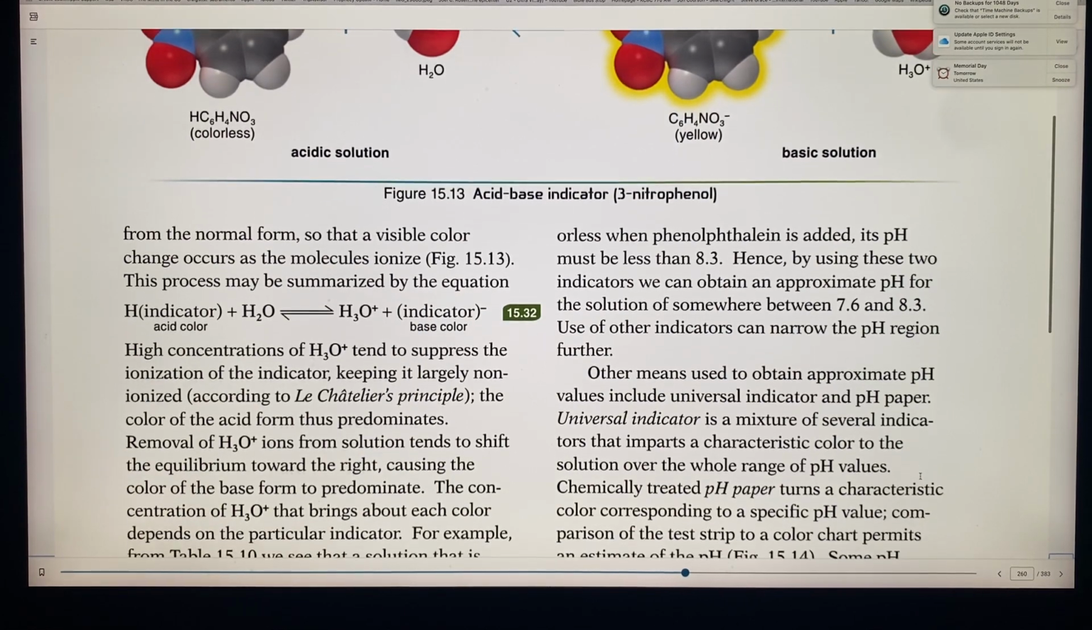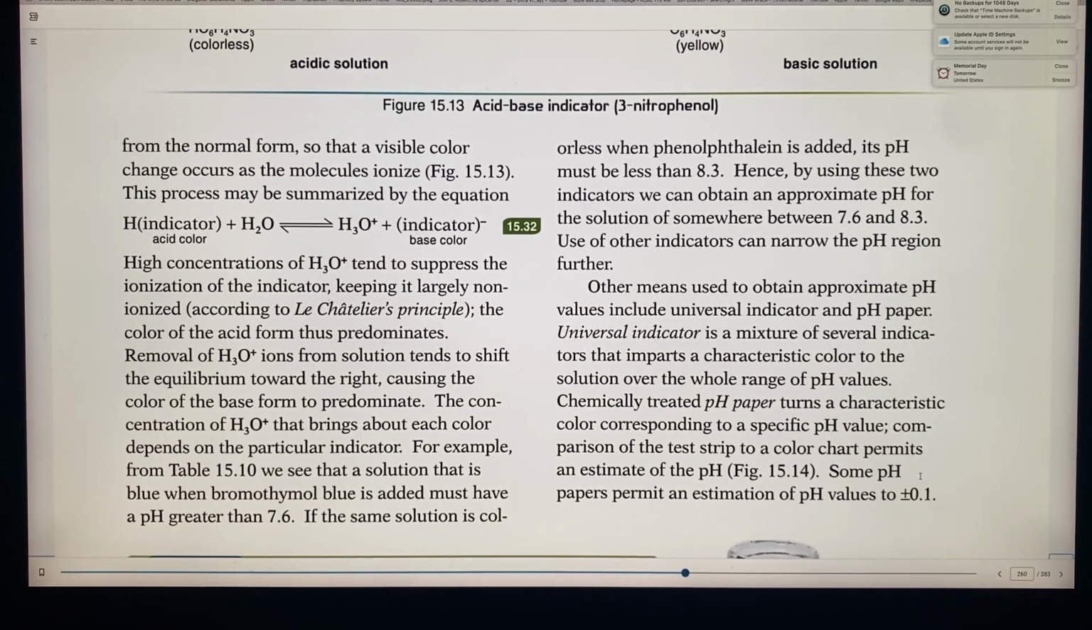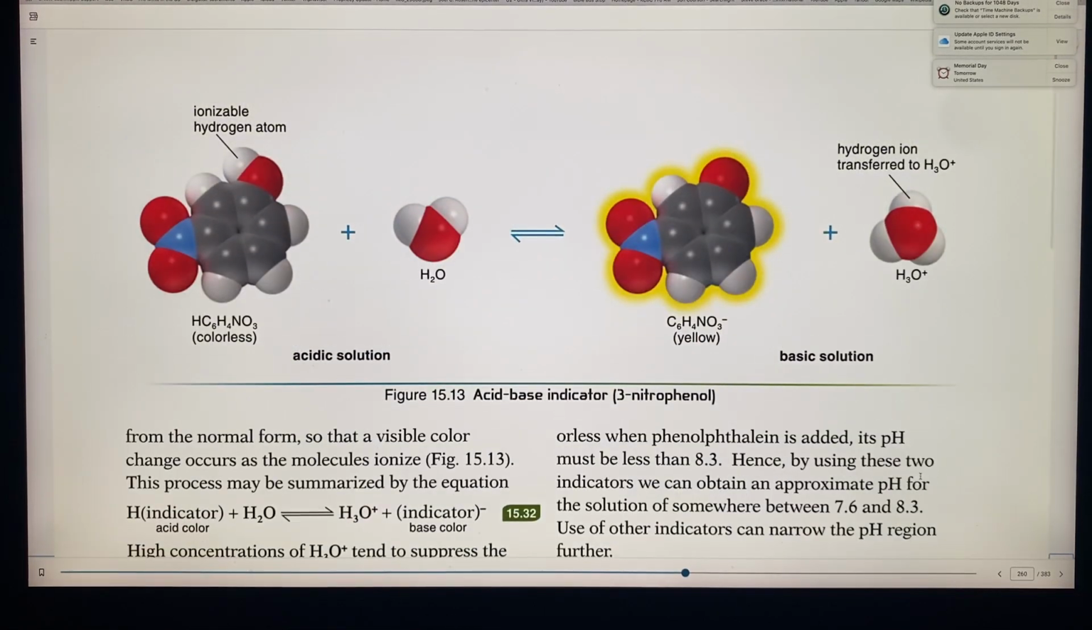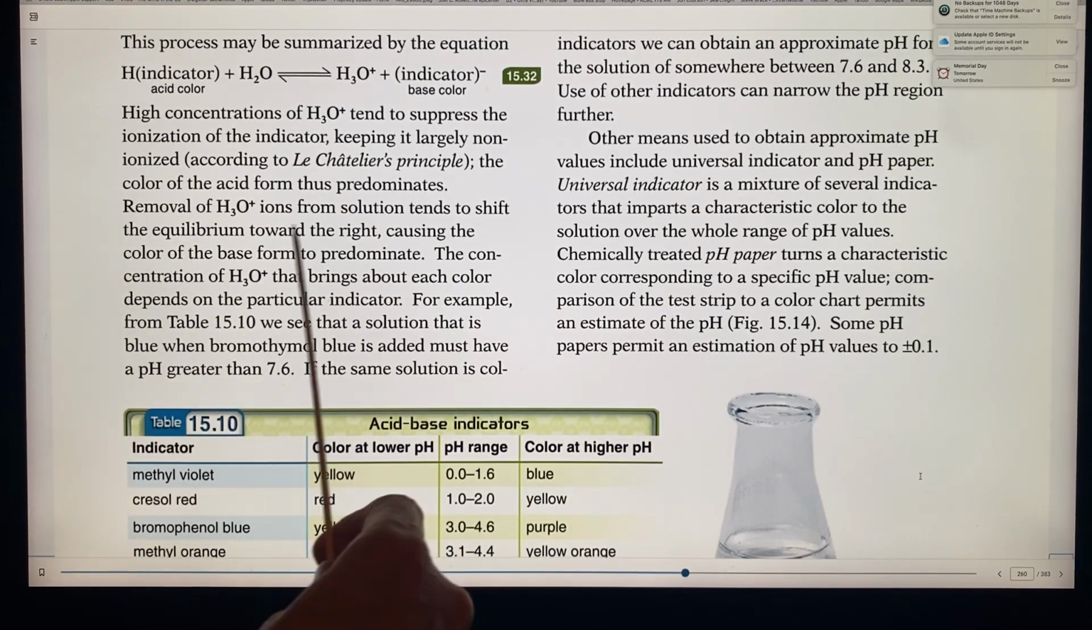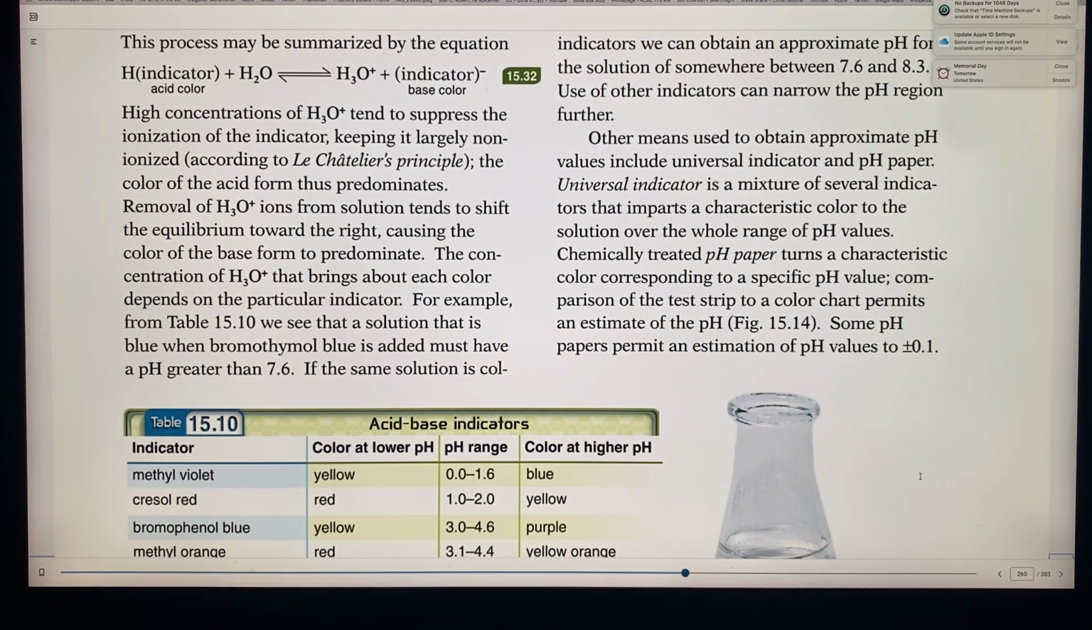So basically, this is called Le Chatelier's principle. Remember when we talked about Le Chatelier, basically saying it shifts. It's basically saying that the whole equation is shifting to one side, and that's what's happening here. It's shifting to one side as the acid molecule becomes apparent. The removal of these H3O ions from the solution tends to shift the equilibrium to the right, causing the color of the base to predominate. And then the concentration opposite is going to shift to the left with the basic.